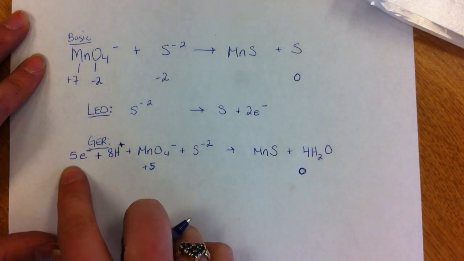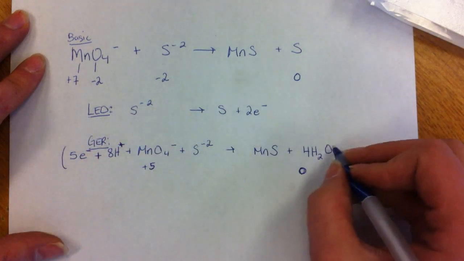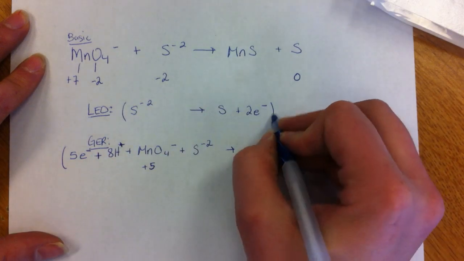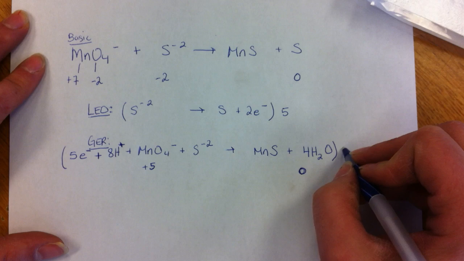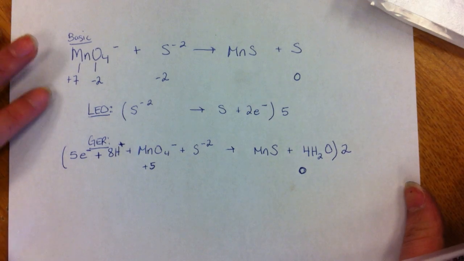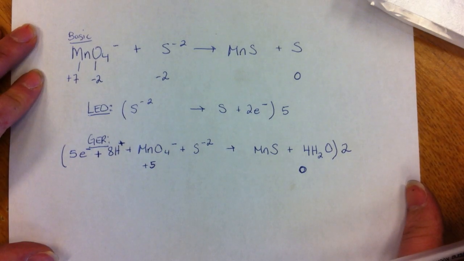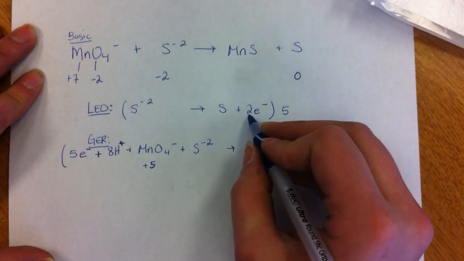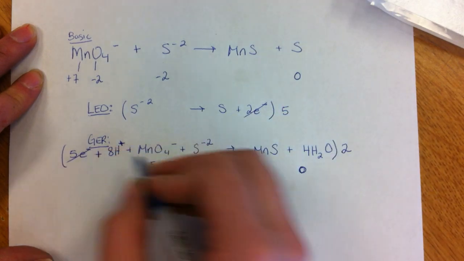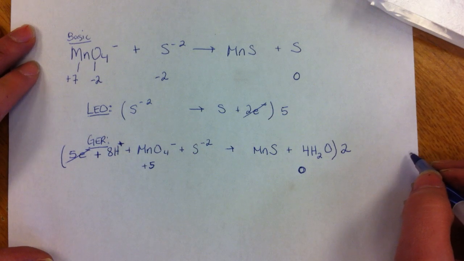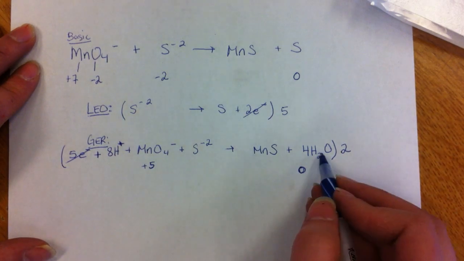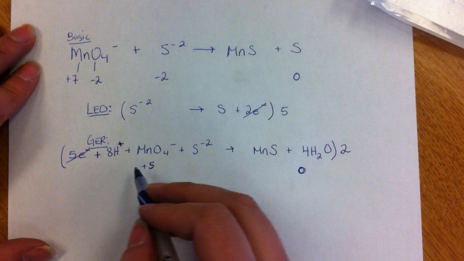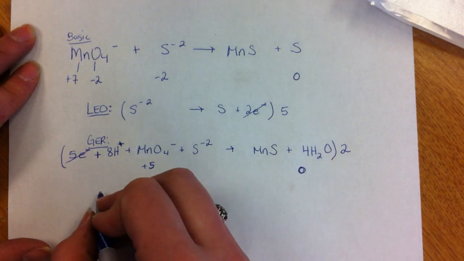We're going to add them together, but we have 5 and 2, so we have to make that even, because whatever was lost from one has to be gained by the other. So we'll multiply this by 5 and this by 2. Okay, now we're going to add them together. So you can see that the electrons will cancel. You can also see that actually, because we have H plus over here and H2O over there, and those are the only sources of it, we can just from here just add.